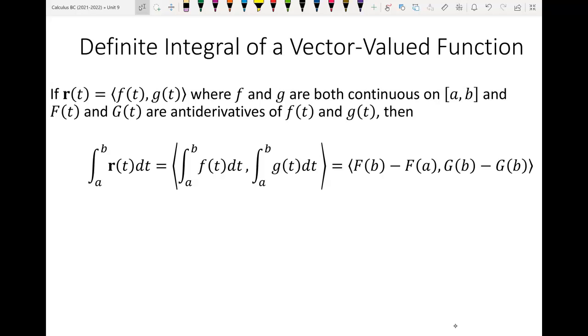Just noticed a typo in mine over here. Should be, what's my typo? B minus A, yeah, so that should be G of A. And then that will run into the two vectors down there too.